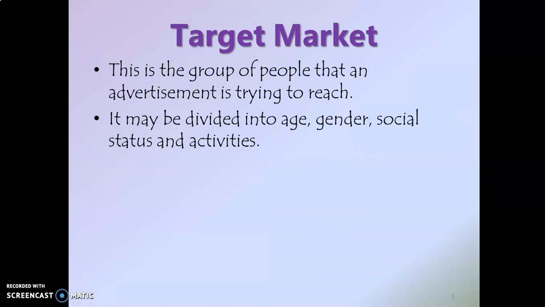The target market. This is the group of people that an advertisement is trying to reach. It may be divided into age, gender, social status, and activities. Now, what is important here is you really need to think about this. For example, if it's cat food, you can't say the target market is cats, because cats can't go into a shop and buy food. It is for the cat owners. Same for babies. The baby can't go in and buy nappies, so the target market would be the parents of this baby.